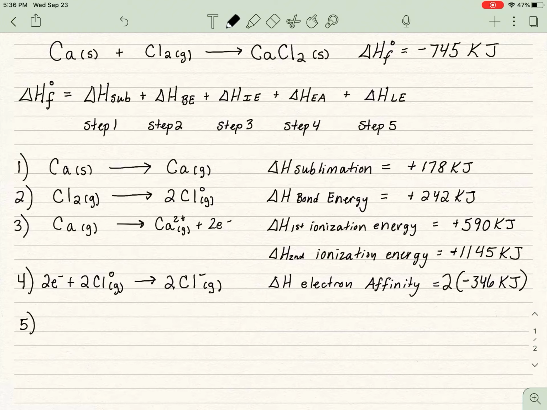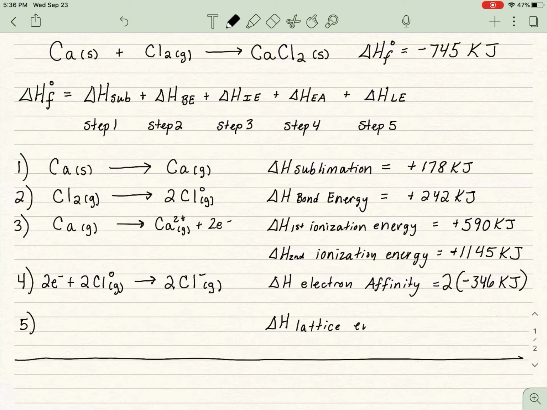All right, now what can happen, I see this often, they might want you to predict the 5th step. They may even say, I want you to predict the energy of this lattice energy step, like the quantitative value. So I'm going to leave that for just a second. I'm going to do that last.